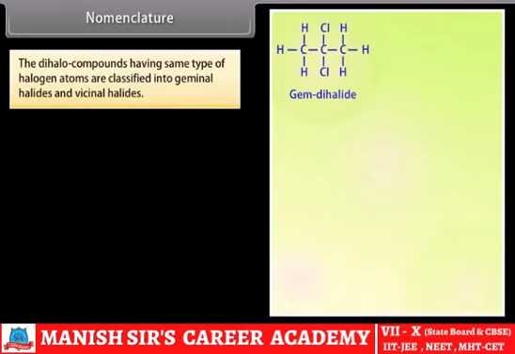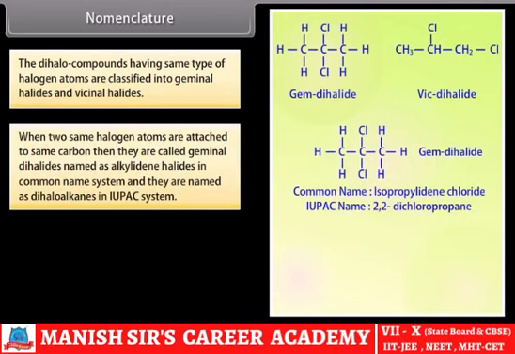Nomenclature. The dihalo compounds having the same type of halogen atoms are classified into geminal halides and vicinal halides. When two same halogen atoms are attached to the same carbon, they are called geminal dihalides, named as alkylidene halides in common name system, and they are named as dihaloalkanes in IUPAC system.